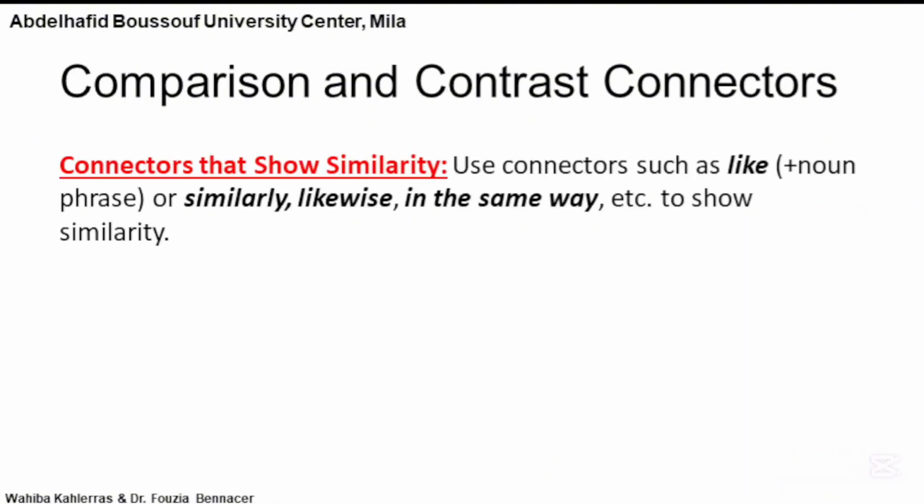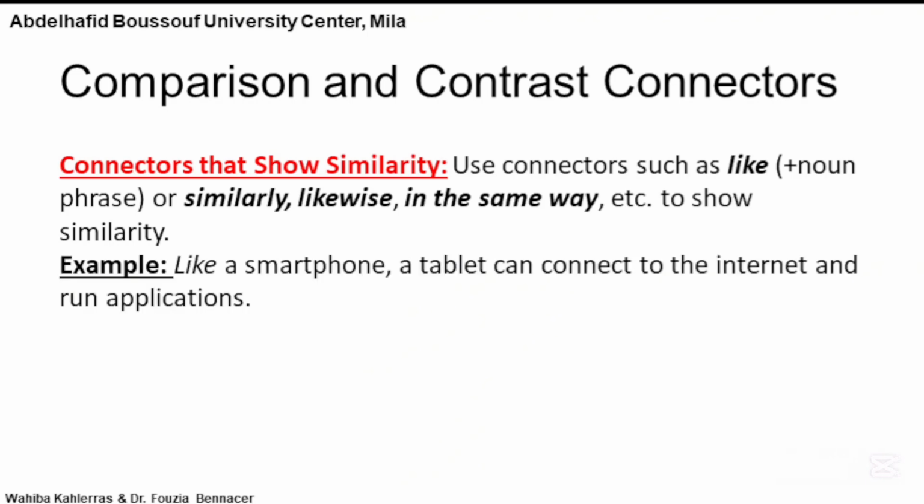In order to join sentences, either in point by point or whole by whole methods, we have a set of connectors to learn. Connectors that show similarity. When we have two items that are similar, we might use like. After like, we put a noun or noun phrase. We can also use similarly, likewise, in the same way, etc., in order to show similarity between two items or two ideas. For example, like a smartphone, a tablet can connect to the internet and run applications.